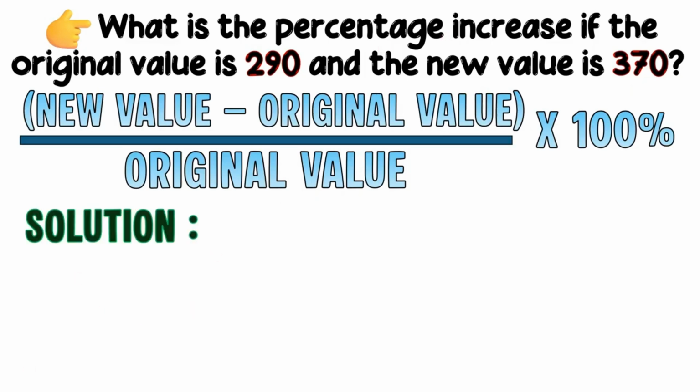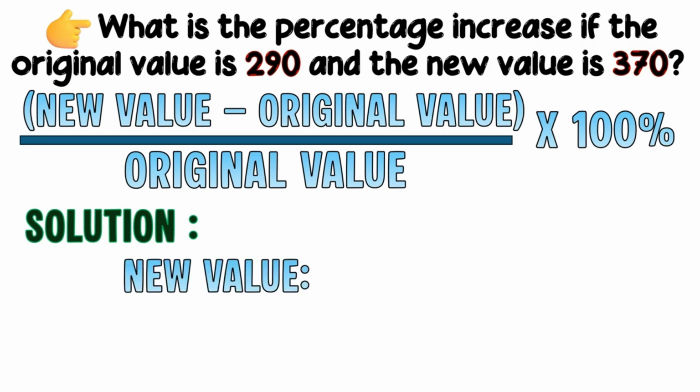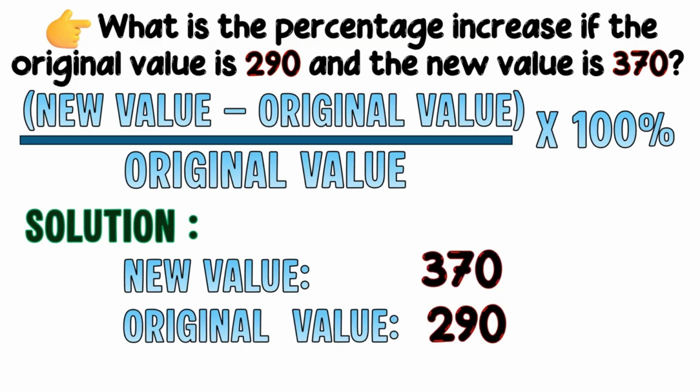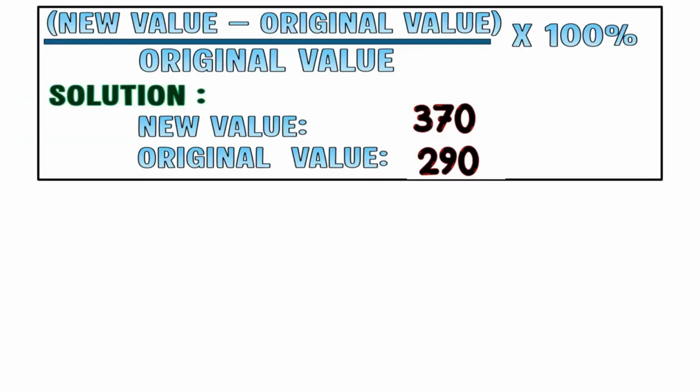Okay, our solution is we will identify what is the new value and what is the original value. In this example, the new value is 370 and the original value is 290. Okay, let's go step by step. We use the given formula to calculate the percentage increase. First, we're going to substitute the values of the new value and original value.